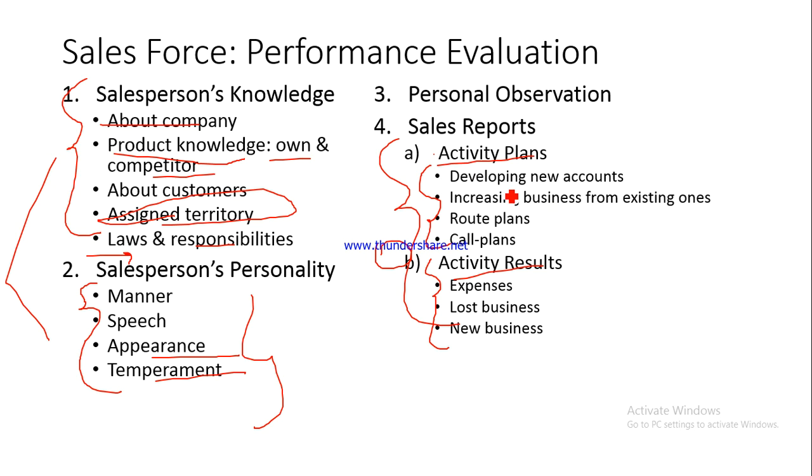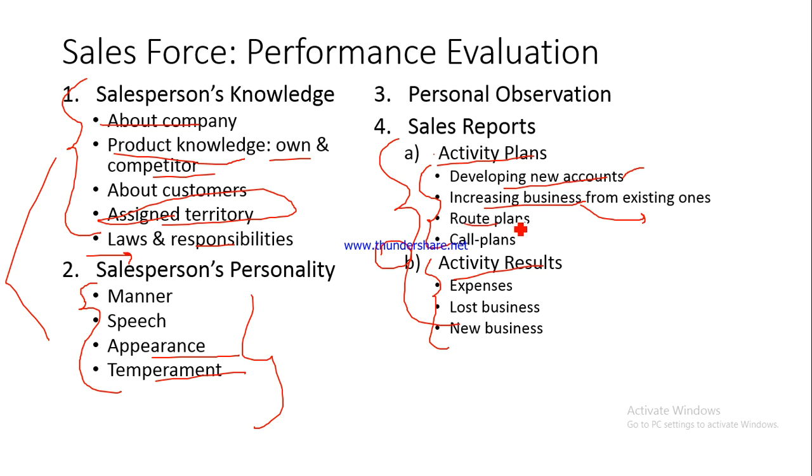For example, what were his plans for developing new accounts, new customers? What is the meaning of the word account? Account basically used to refer to business customer. So if you have a new business customer whom you are selling to, then this particular business customer would be called a new account. Again, increasing business from existing ones. So not only he has to plan how he is going to acquire new customers, but also he has to plan how to sell more, how to upsell and cross-sell to the existing customers.